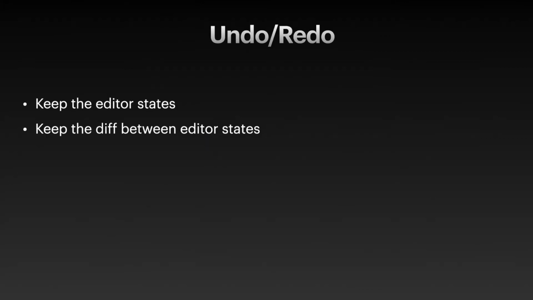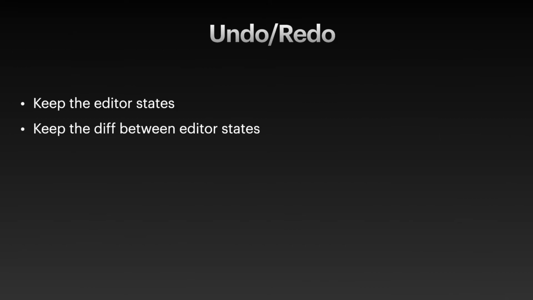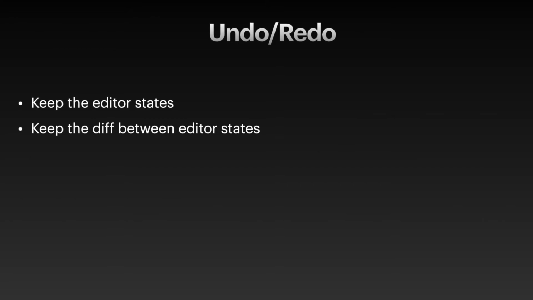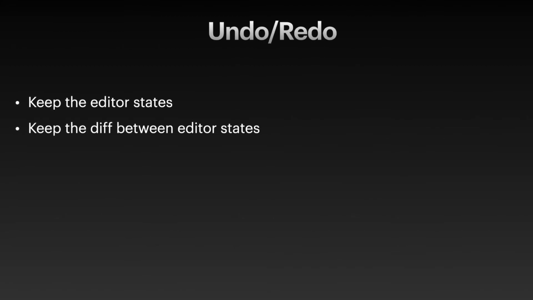In the previous video, we mentioned undo redo functionality. Again, we have two options to achieve undo and redo functionality. One is to keep different versions of the editor states so that we can implement the undo redo functionality. Another approach is to record the diff between each version. So when we undo or redo the editor state, we replay the steps to generate the previous state.